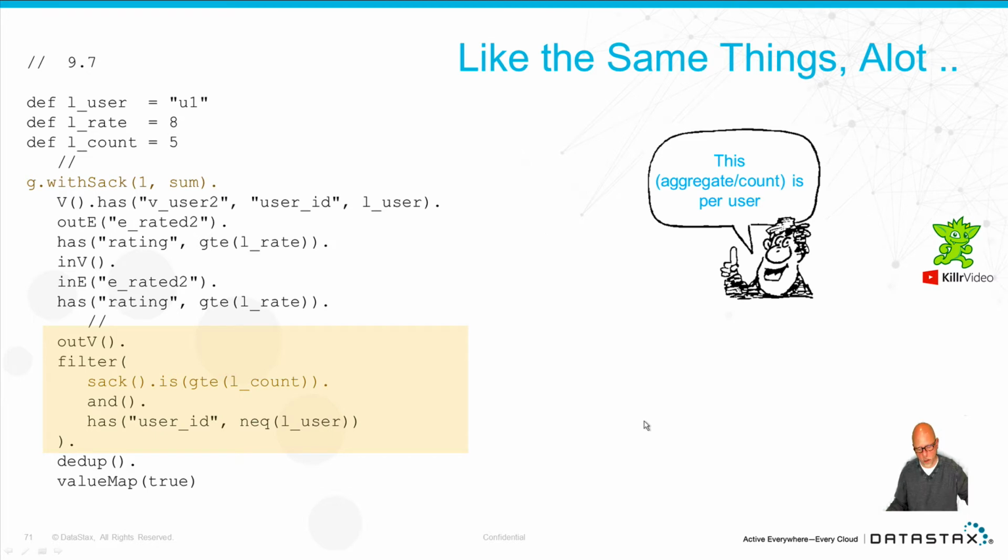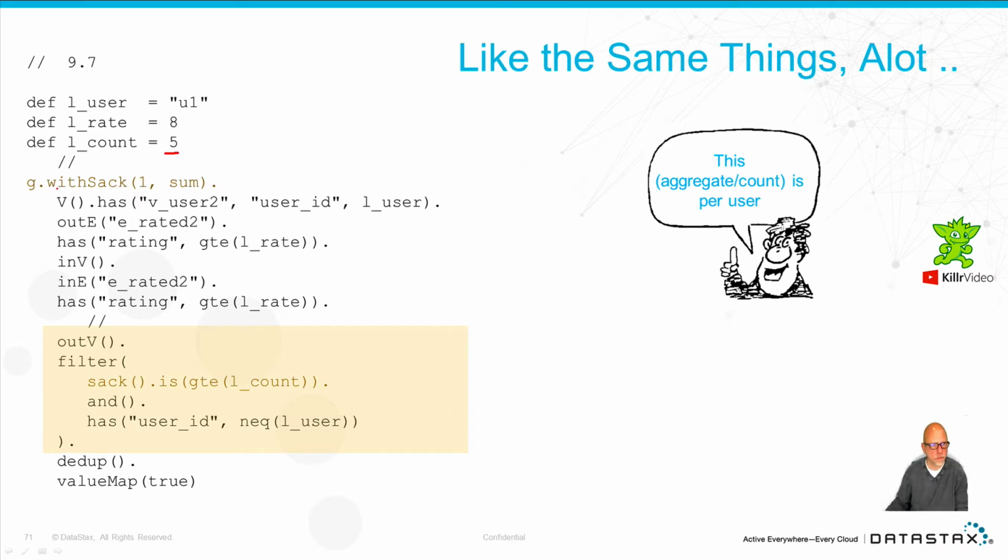And you know that when we're counting per user, when we were counting how many people does Q know who I also know, how many people does Denise know who I also know, you know that when I need a variable per traverser, per subgroup of the traversal, I use SAC. We did that before. So we're building towards liking the same things a lot. We're going to do user 1, the rating must be 8, and you have to like the same thing 5 or more times.